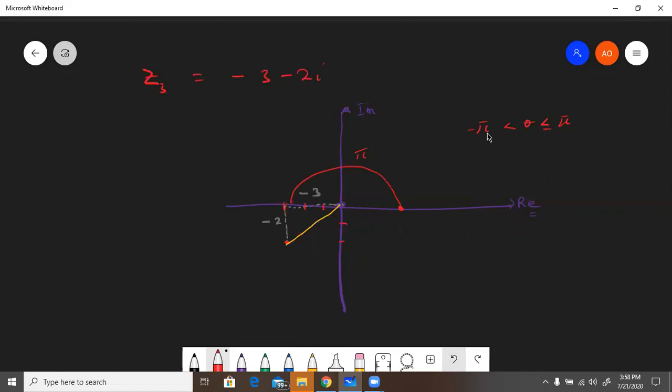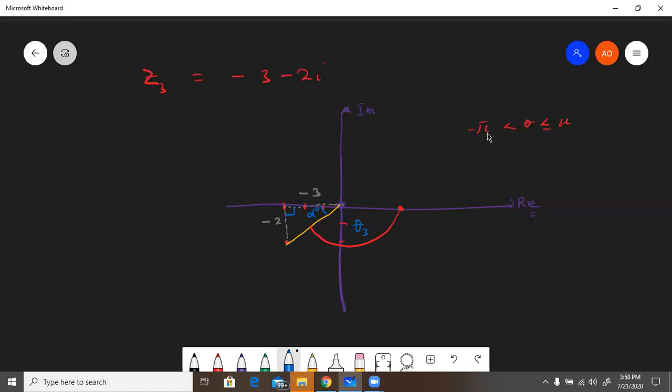Now, here we can't move in this direction, so we have to go in this direction. So our argument will be in this direction, and this is going to be theta 3. So how do we find theta 3? We need to first recognize that this is a right angle triangle with an acute angle alpha here. Don't forget, if you move from the positive real axis in the opposite direction, you are moving negative.